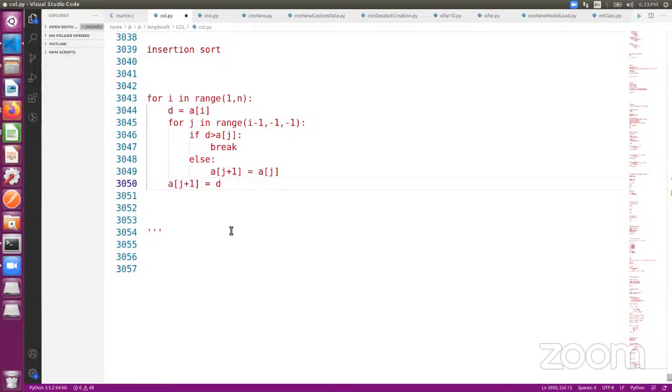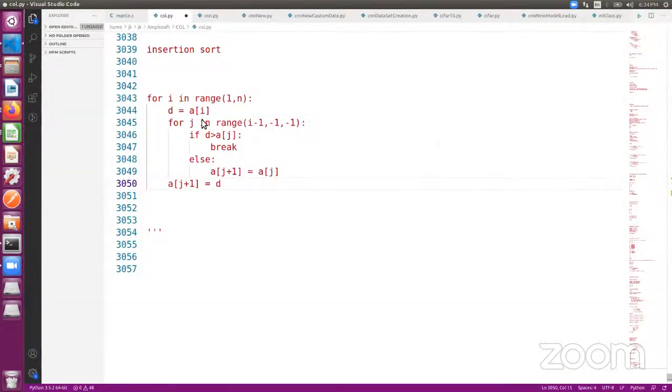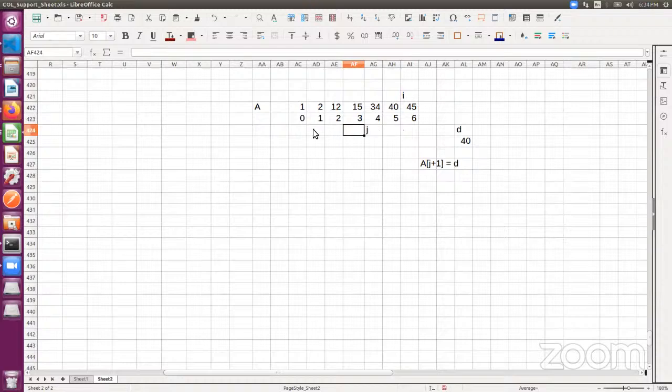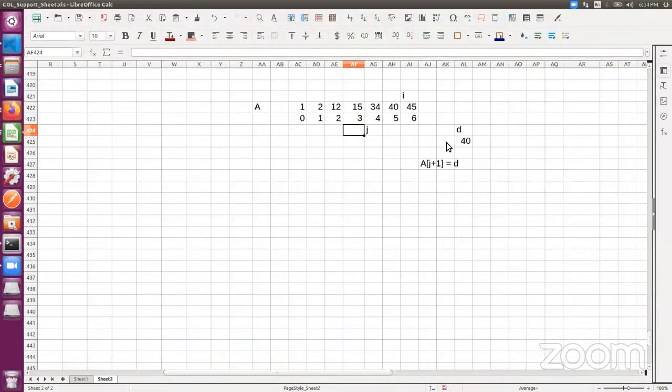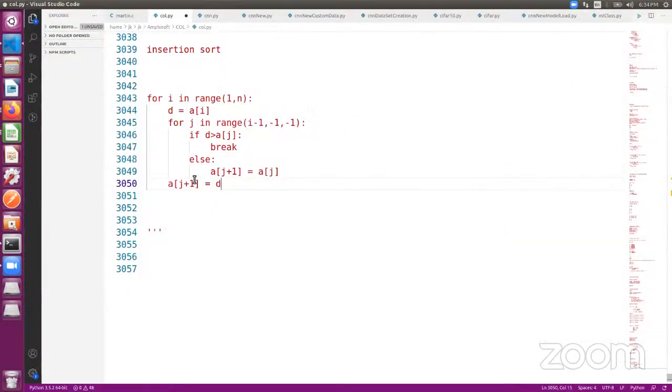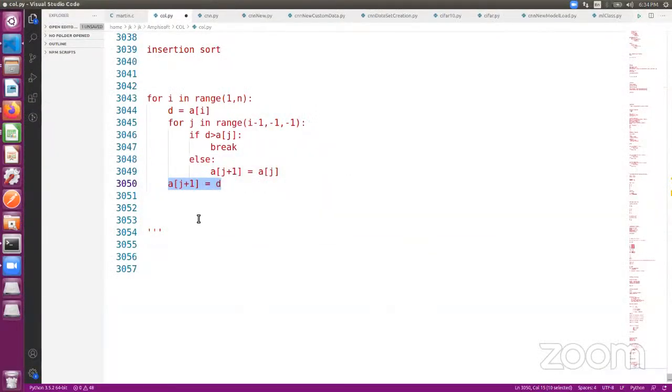Understood? Any doubts in this? Initially we're taking d. So that's what we did here also, right? We took the ith element and then stored it in d. And then we run a loop starting from I minus 1 till the last. So when did we break? If d is greater than a of j. So at any point, if d is greater than a of j, you just break the loop. After coming out of the loop, just put a of j plus 1 is equal to d. That is, wherever j is stopping, at the next position you're going to insert d. That's all. Any doubts in this?